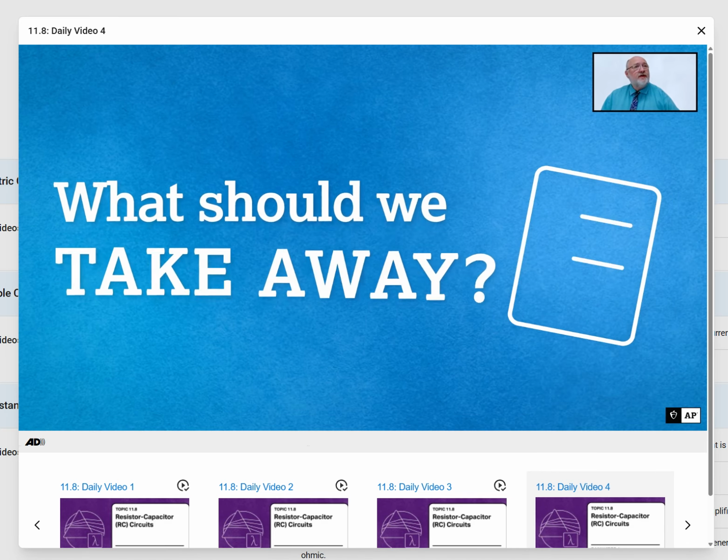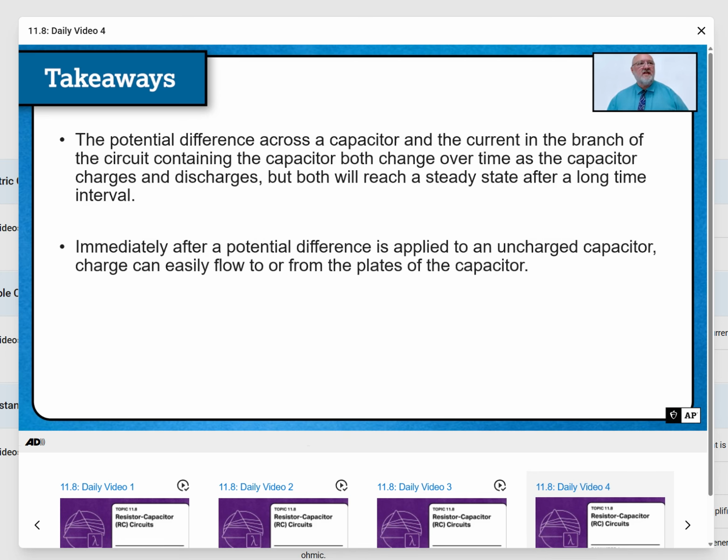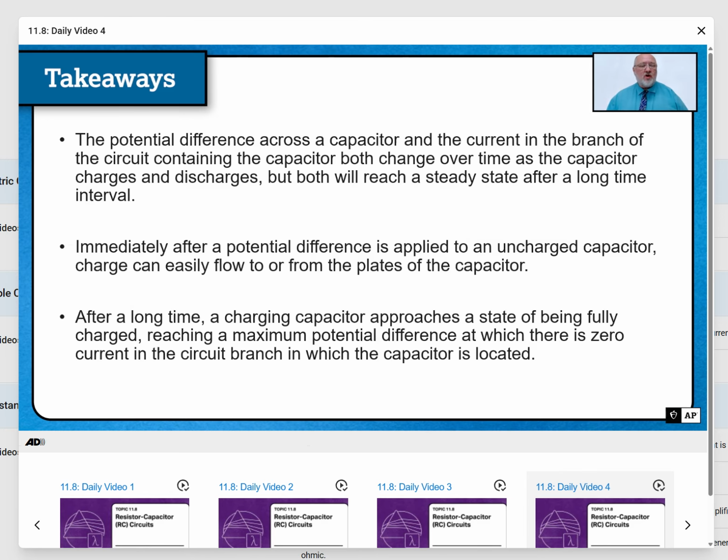So what are the takeaways from all this? Well, first thing, the potential difference across the capacitor and the current in the branch of the circuit containing the capacitor both change over time, as we saw, as the capacitor charges or discharges, but both will reach a steady state after a long time interval. And immediately after a potential difference is applied to an uncharged capacitor, charge will flow easily to and from the plates of the capacitor, but after a long period of time, a charging capacitor approaches a state of being fully charged, reaching a maximum potential difference at which there is zero current in the circuit branch in which the capacitor is located. Hope that was beneficial to you.